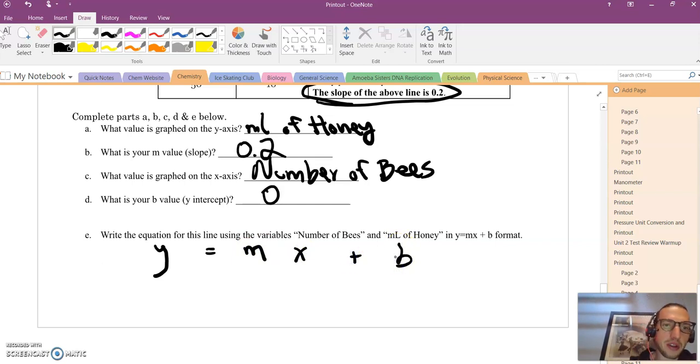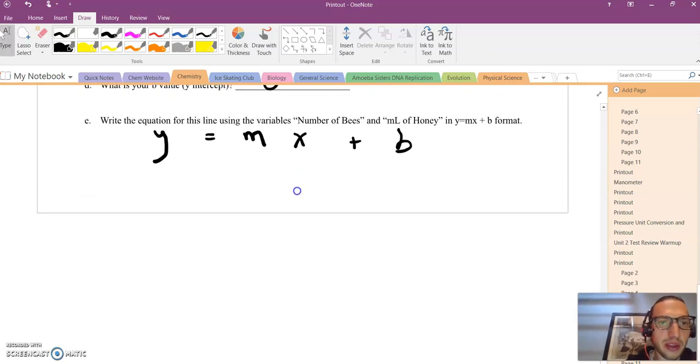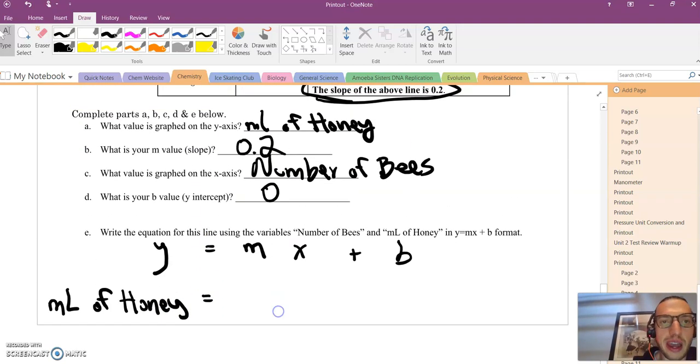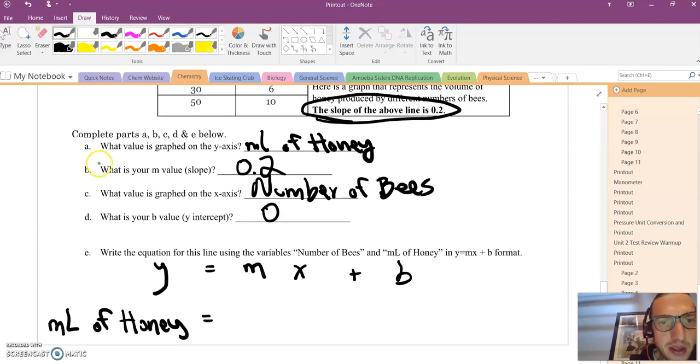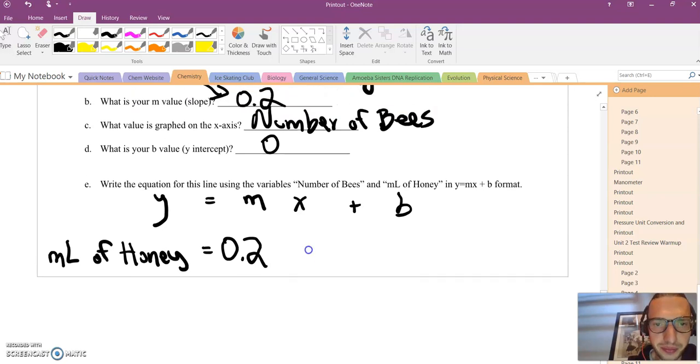So now I'm going to plug in these letters with words. So I look over here for y. This is on the y-axis, milliliters of honey. So I'm going to write that for where it says y, milliliters of honey. Okay, now I'm going to copy this. It says on top equals, and I'm going to look for our m. We know our m value is 0.2. So we're going to put 0.2 for now. Later on, we're going to put some units on that, but for now, we're just going to write the number.